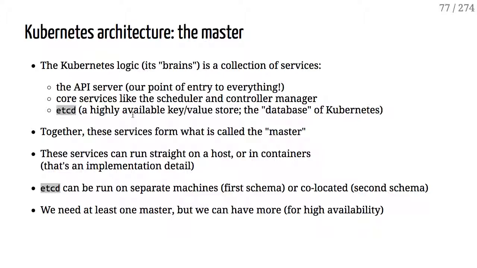And then we have etcd. etcd is a highly available key-value store, and you can consider it as the database for Kubernetes. When you run something, very often you need to store data somewhere. If you run a WordPress blog, it will typically be MySQL. When you run Kubernetes, the database is etcd. So when you want to have a highly available kube master, that's the thing that you have to worry about.